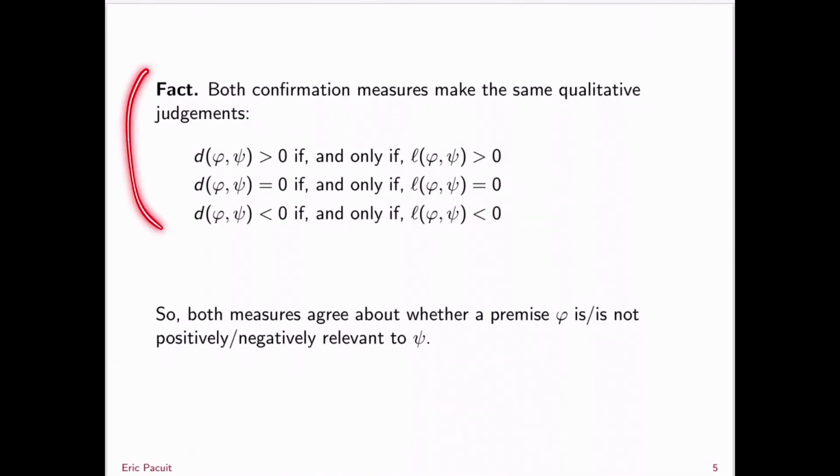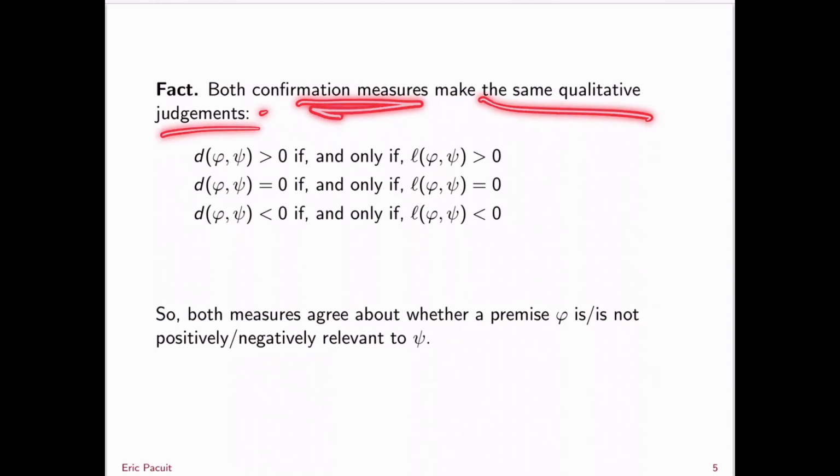Now here's a fact. Both confirmation measures make the same qualitative judgments. That is, if according to D, phi is positively relevant to psi, that's equivalent to saying that according to L, phi is positively relevant to psi. That is, if D of phi psi is greater than 0, that'll happen if and only if L of phi psi is greater than 0.